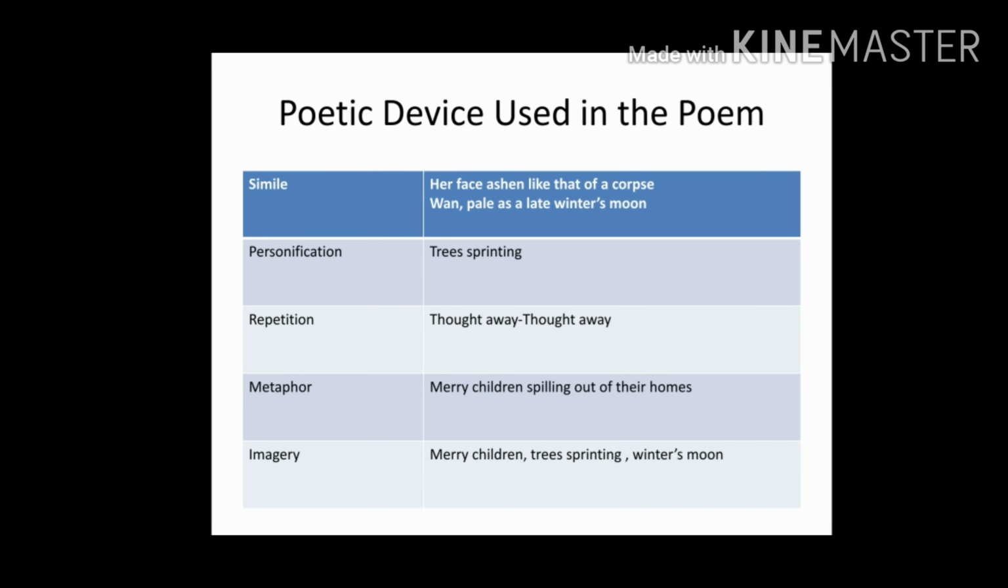Now let us see the poetic devices used in the poem with particular lines or phrases from the poem. Simile. Here in this poem you will find the line, her face ashen like that of a corpse. Or another example, wan, pale as a late winter's moon. Personification, you will find two words, trees sprinting. Repetition, thought away, thought away. Metaphor, in the line, merry children spilling out of their homes. And imagery, merry children, trees sprinting, winter's moon.